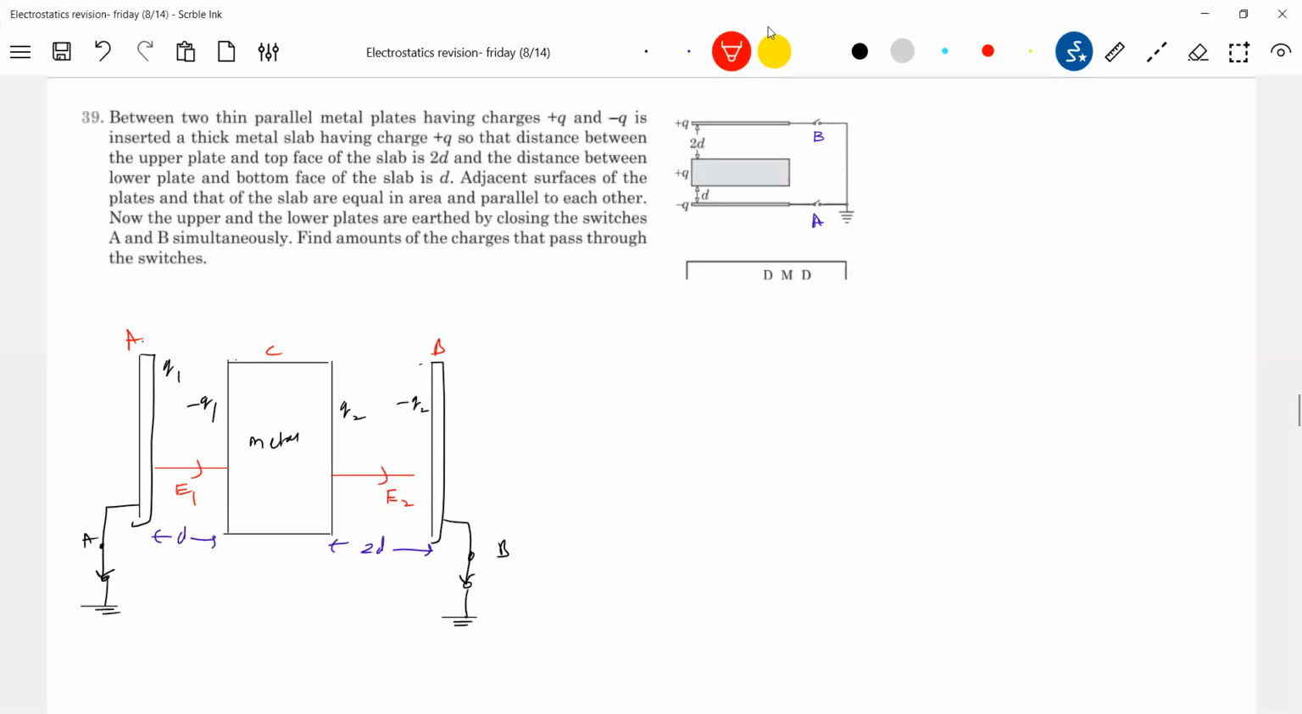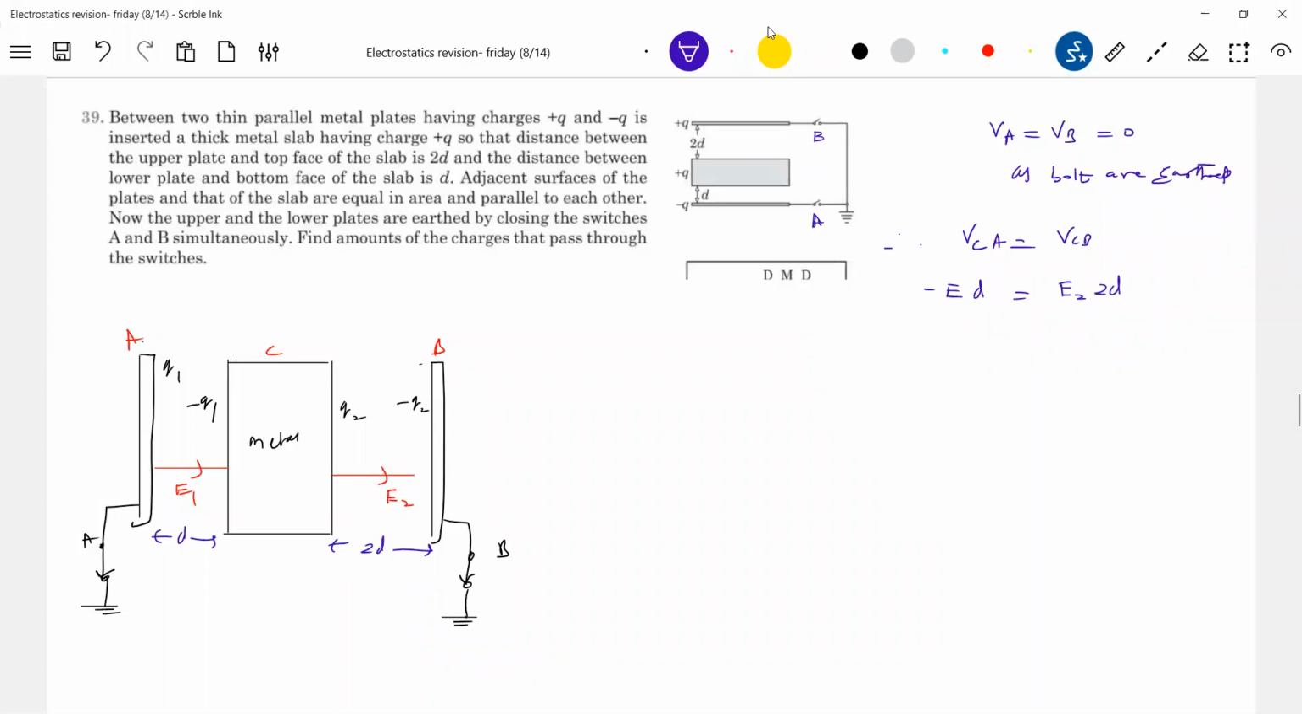Can I equate any equation like this? Both these are earthed, no? What is the potential of A? Potential of A should be equal to potential of B. Whenever an earthed plate comes, you have to take help of this. Both are earthed, so the potential is equal to 0. Therefore you can write VCA equal to VCB. What is VCA? Minus E1 into D. What is VCB? E2 into 2D.